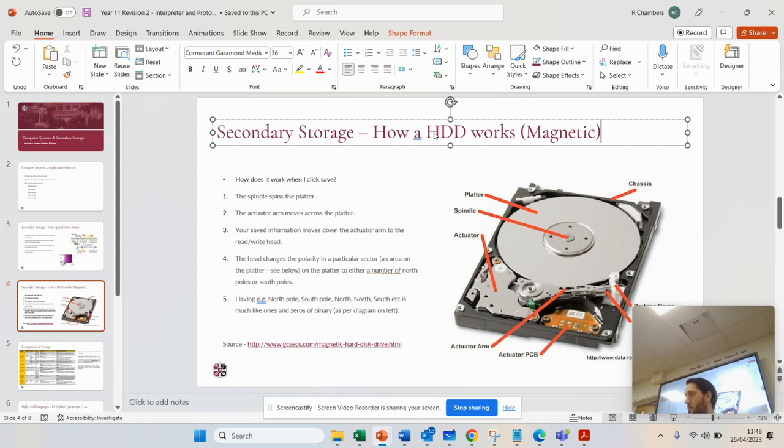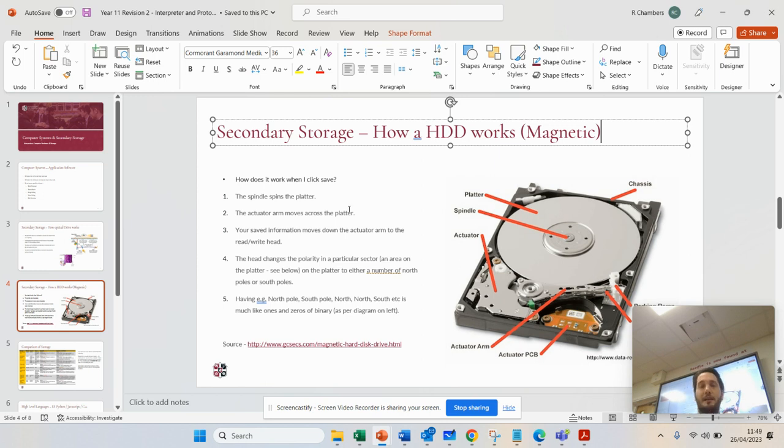Which one's more robust? Which is called, begins with an S. Solid state. Okay. Yes. All right. All of those points that we've just made there need to be included.